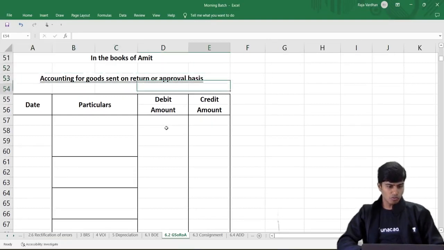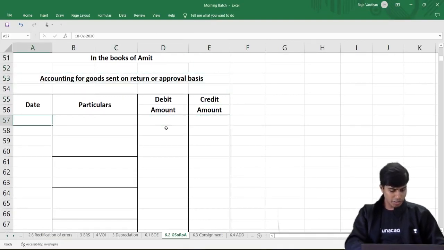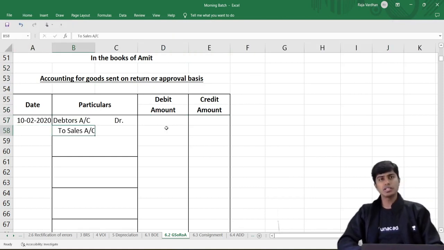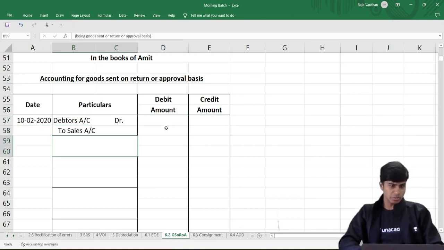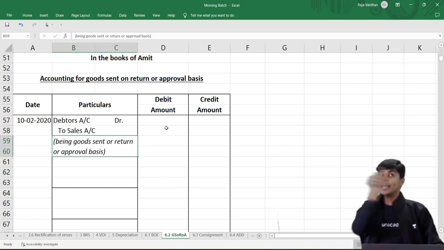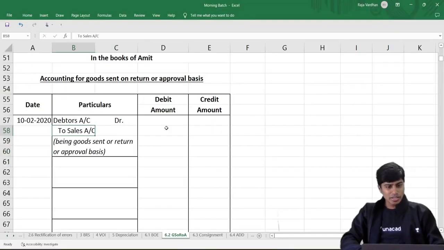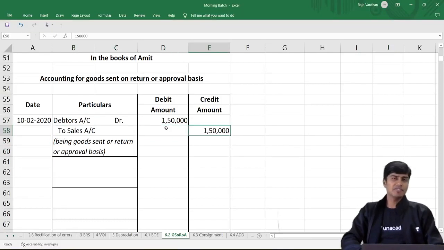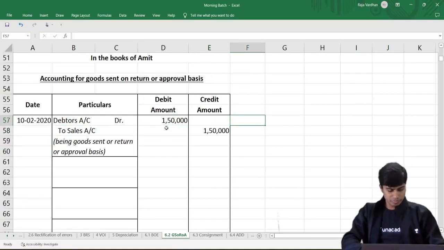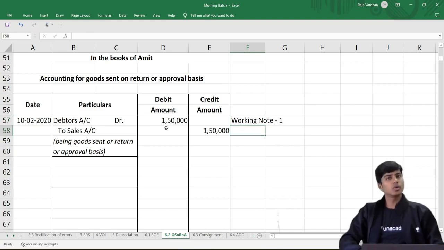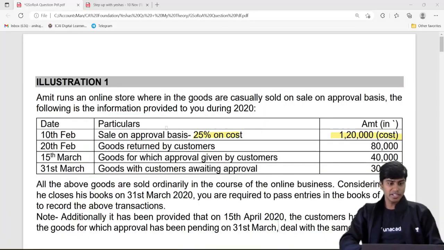So in the books of Amit, on the 10th of February, I would write a simple sale entry: debtors account debit to sales. We can in fact write it as trade receivables debit to sales as well. Being goods sent on sale or return basis, recorded as sale when it is sent, because Mr. Amit is optimistic. The amount is 1,50,000. Working note number 1 has the information as to the reason why it is so.